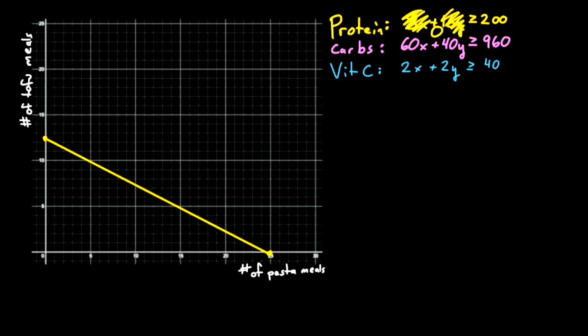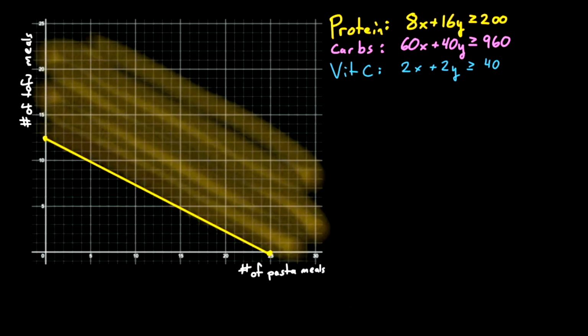So we just get 0 on the left side. Is 0 greater than or equal to 200? No, of course not, right? So we're not going to shade the side with 0, 0, right? That test point was false. It didn't work. So I'm going to shade the other side.